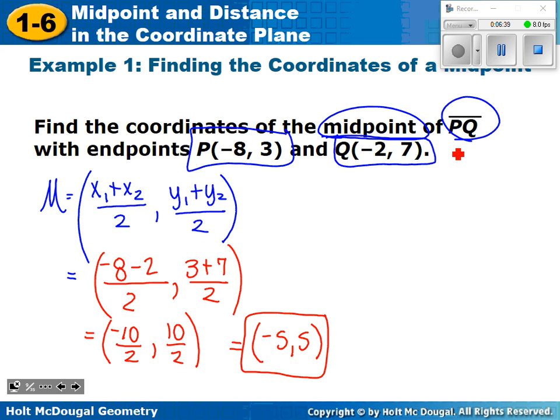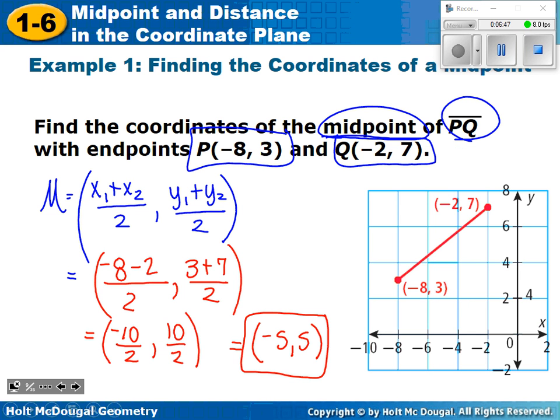So midpoint is just the average of your endpoints. Any questions about midpoint? Okay, if you want to check it graphically, you could always plot the 2 points, and then you could plot your midpoint to make sure that it does look like it is about in the middle. So here is negative 5, 5. It is splitting that line segment into 2 congruent parts. Are we good with that?